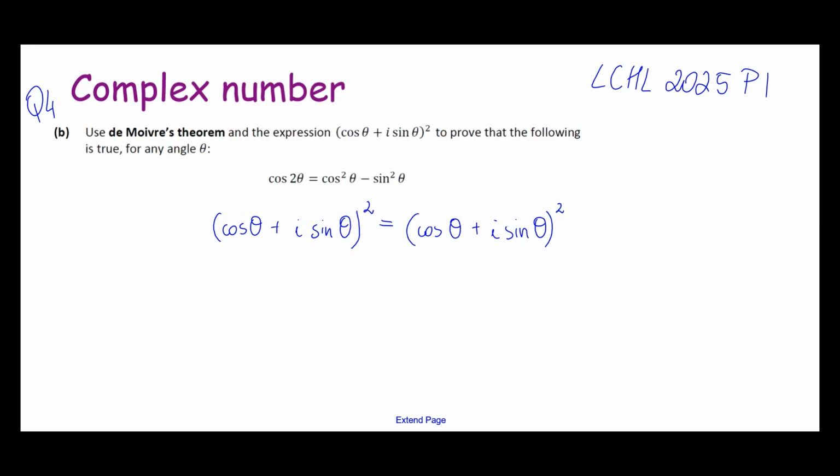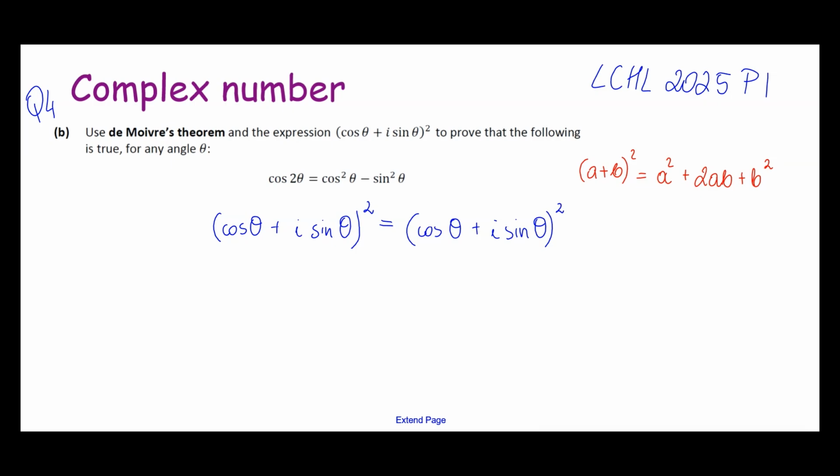We can use the formula that is derived from binomial expansion. When we are taking a bracket to the power of 2, that equals the first number to the power of 2, plus 2 multiplied by the first number multiplied by the second number, plus the second number to the power of 2. So that's what we can apply here.